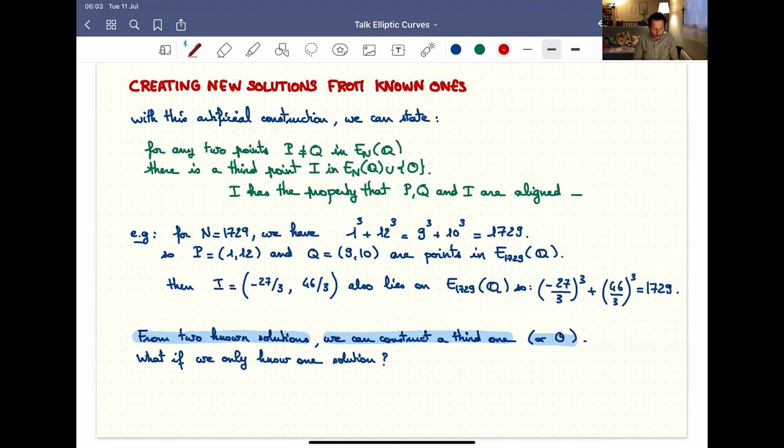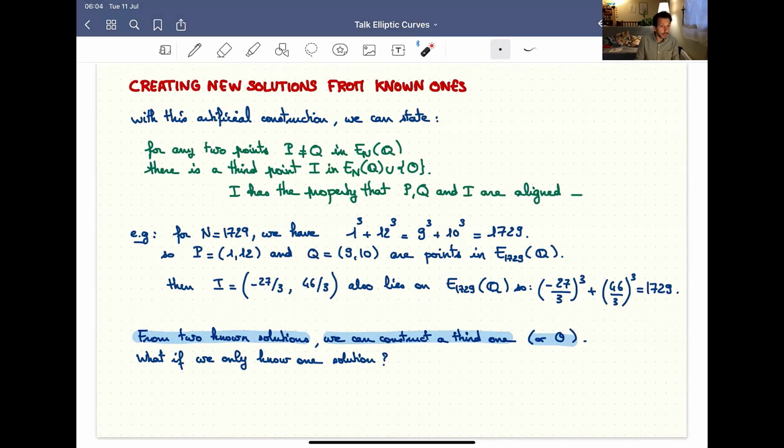So with this construction, what we just did is that if we have 2 points P and Q, which correspond to solutions to the equation E_n(Q), then there is a third point I. This point is either in E_n(Q), or it's one of these artificial points O. And in all cases, the point I has the property that P, Q, and I all lie on the same line, the line that joins P and Q.